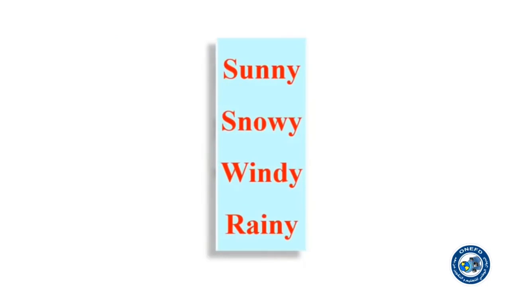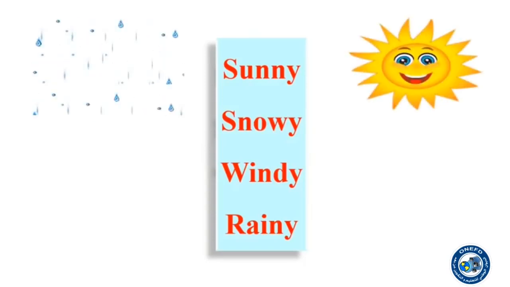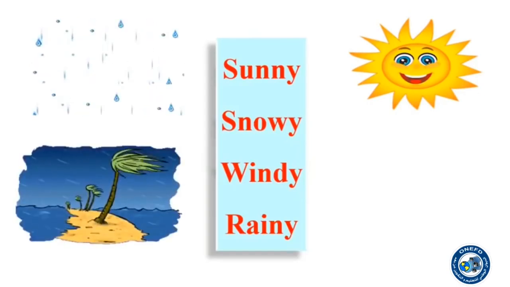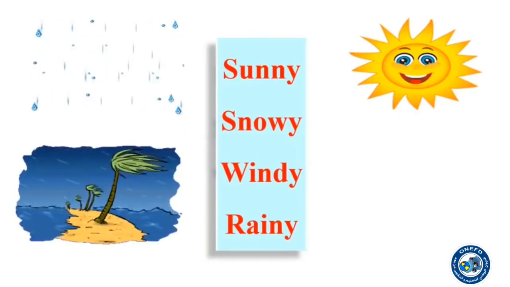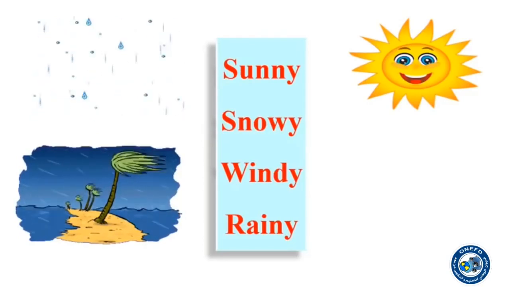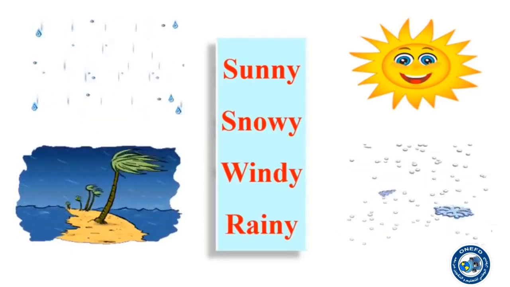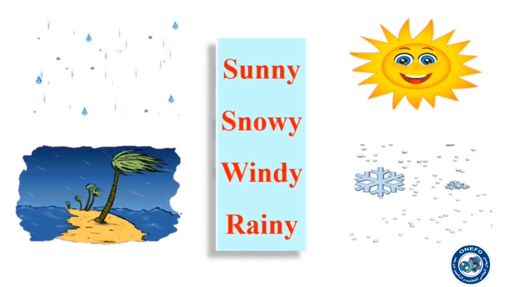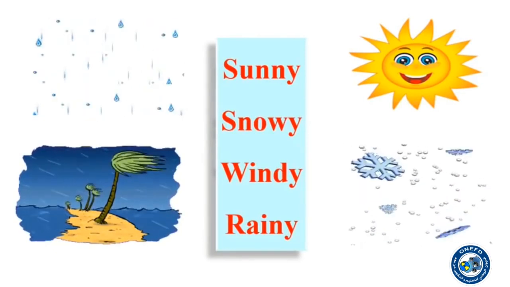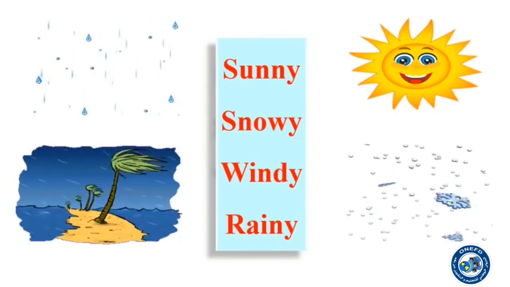And we are going to see 4 pictures. Like you can see in the first picture, what's the weather like? This is the second picture. And the third photo, what's the weather like? And the last photo, it is what? So what's the weather like in each photo? There is sunny, snowy, windy, and rainy.